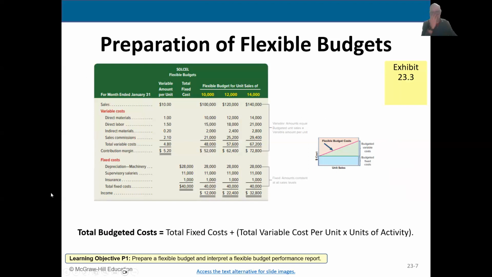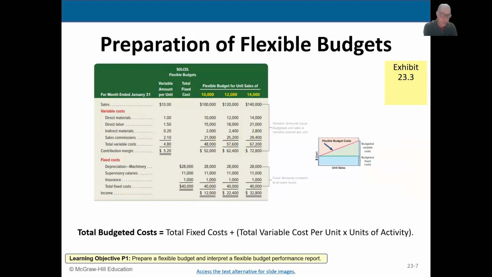Here's the example. I love this example because you can see, and this is just the budget, not the actual performance, but you can see the three cases, right? Best case, I produce and sell 14,000 units. Worst case, I produce and sell 10,000 units. And the probability, I produce and sell 12,000 units. You see what I'm saying? So take a look here.